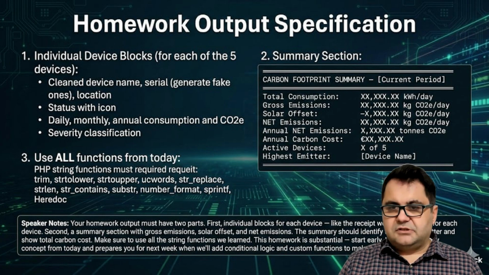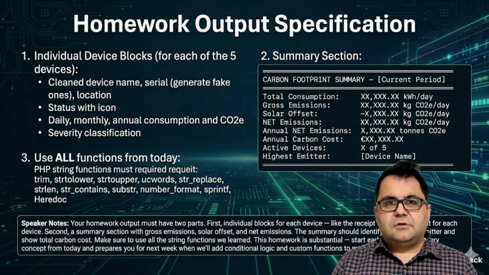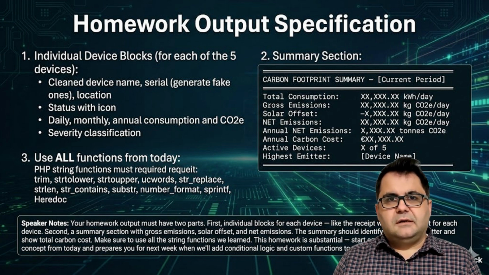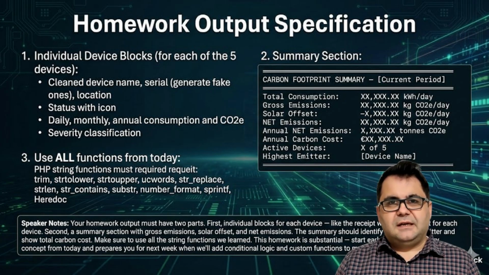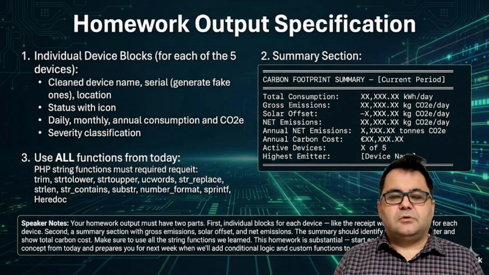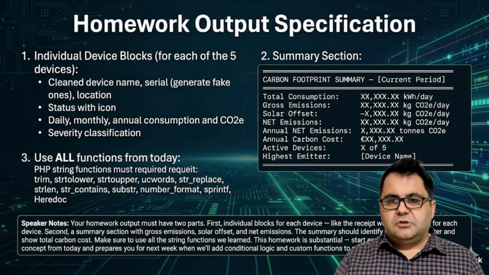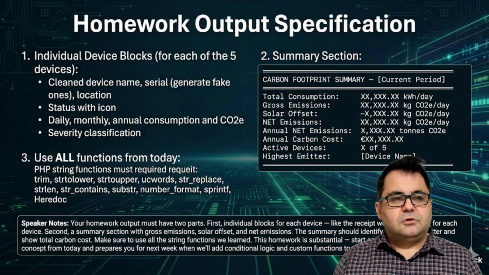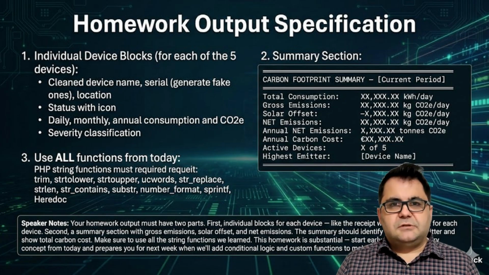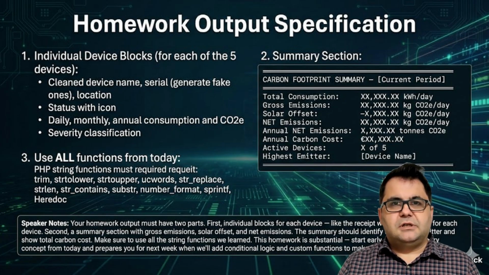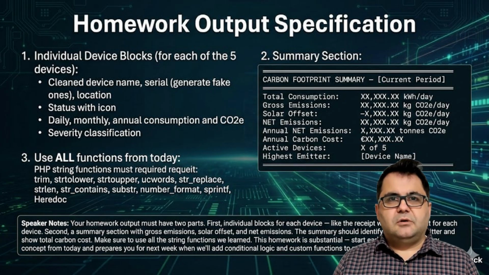Your homework output must have 2 parts. First, individual blocks for each device, like the receipt we built today, but for each device. Second, a summary section with gross emissions, solar offset, and net emissions. The summary should identify the highest emitter and show total carbon cost. Make sure to use all the string functions we learned. This homework is substantial. Start early. It reinforces every concept from today and prepares you for next week, when we'll add conditional logic and custom functions to make this code more elegant.